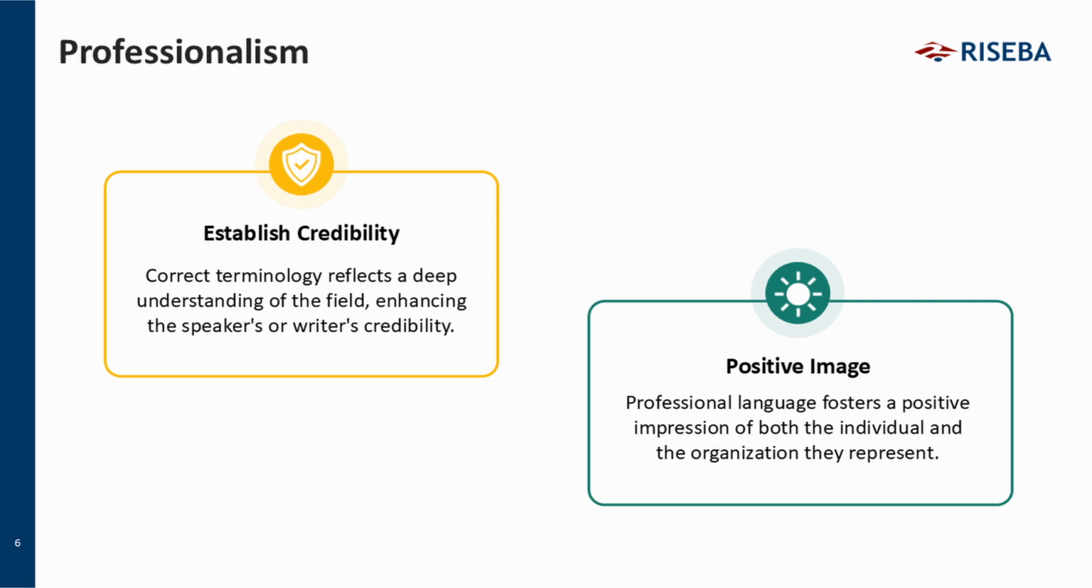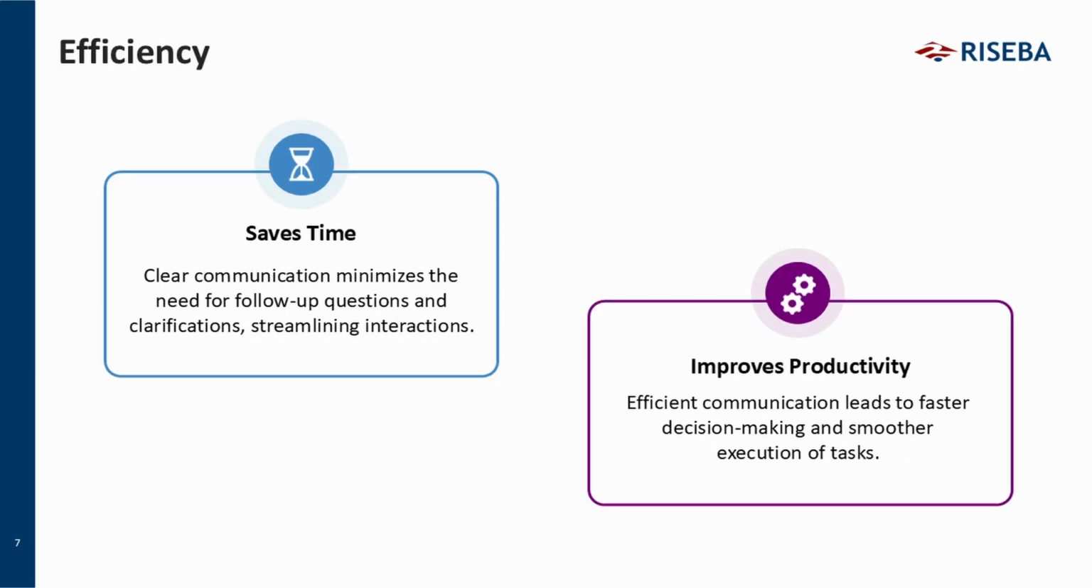Then, this is something that helps to create a positive image. Professional language fosters a positive impression of both the individual and the organization they represent. The next key point is efficiency. Terminology helps to save time. Clear communication minimizes the need for follow-up questions and clarifications, streamlining interactions. Also, it improves productivity. Efficient communication leads to faster decision-making and smoother execution tasks.